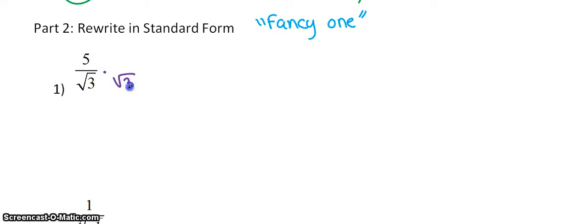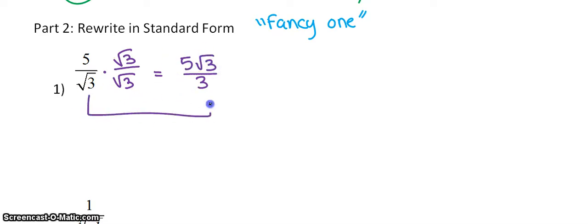So if I multiply the denominator by square root of 3, square root of 3 times square root of 3 will just be 3. But whatever you do to the denominator, you have to do to the numerator. The square root of 3 divided by square root of 3 is just a 1. So at the end, I'd have 5 root 3 over 3. Now, if you plug both of these into your calculator, you would get the same answer. So they are equivalent, with just one in standard form and one in a form that we can't necessarily compute by hand.